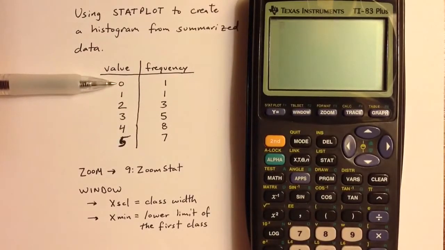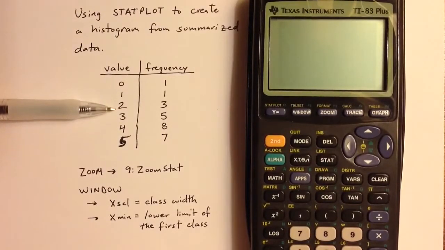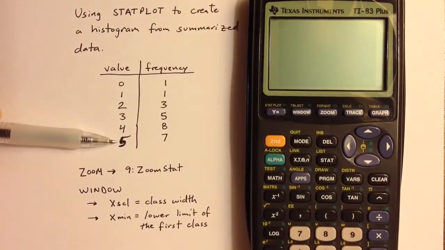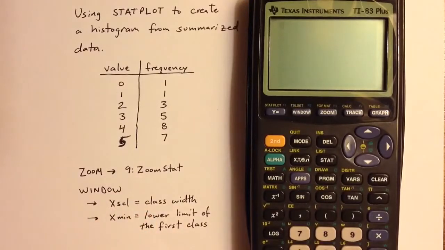So the data value of 0 appeared once in the data, 1 also appeared once, 2 appeared 3 times, 3 appeared 5 times, and so on. 4 appeared 8 times, and 5 appeared 7 times. And so I'd like to create a histogram from this data, from the summarized form of this data.